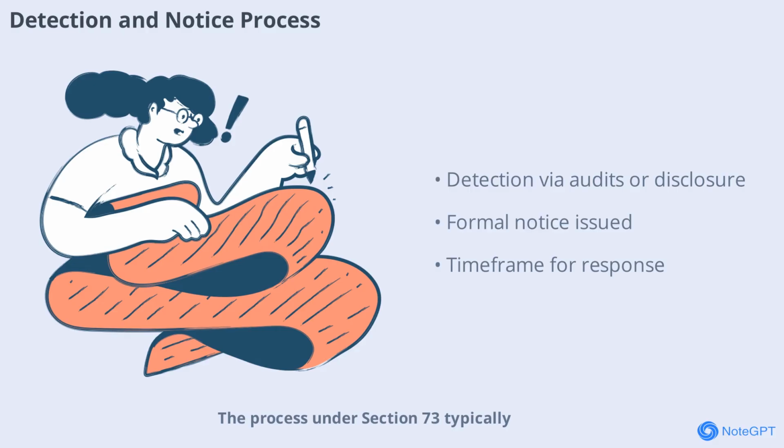The process under Section 73 typically starts with the detection of noncompliance. This can happen through audits, assessments, or even voluntary disclosures by taxpayers themselves. Once a discrepancy is identified, authorities issue a formal notice to the taxpayer. This notice details the findings and provides a specific timeframe for the taxpayer to respond, clarify, or rectify the issue. It's a transparent process that gives businesses an opportunity to explain or correct their filings before any penalties are imposed. Timely response to such notices is crucial for minimizing financial and reputational risks.